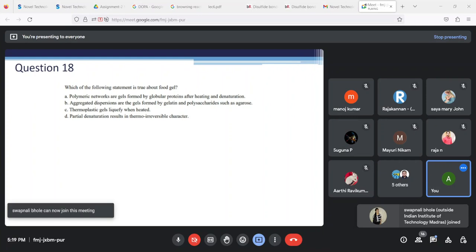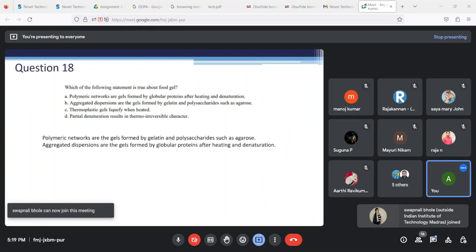So thermoplastic gels do not liquefy when heated; they soften when heated, and partial denaturation results in thermo-irreversible character of certain gels. Thermo-irreversible means you cannot just go back to its original constituents where it was not a gel. Partial denaturation results in the thermo-irreversible character of the gels. So the answer is option D.